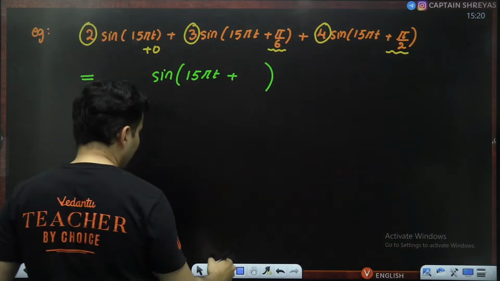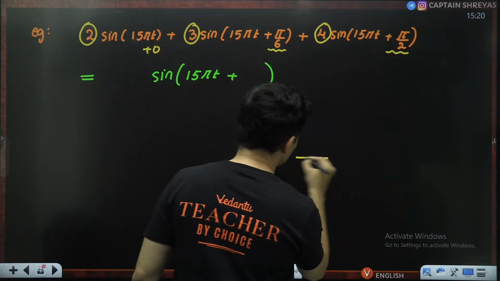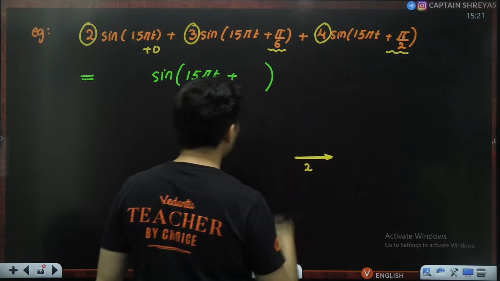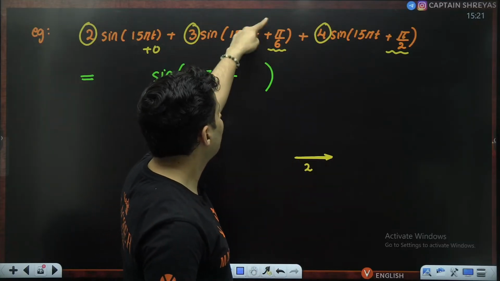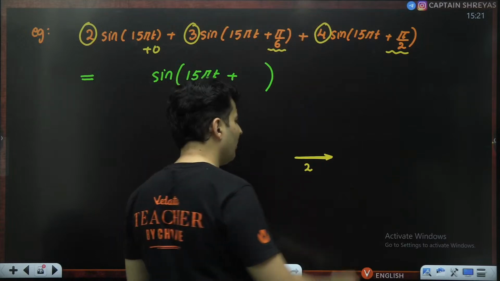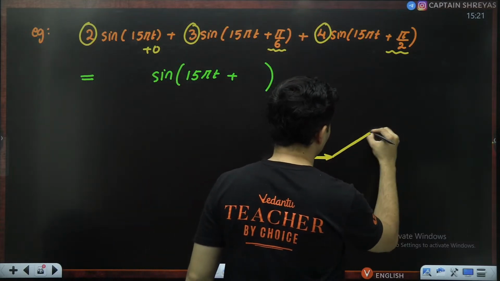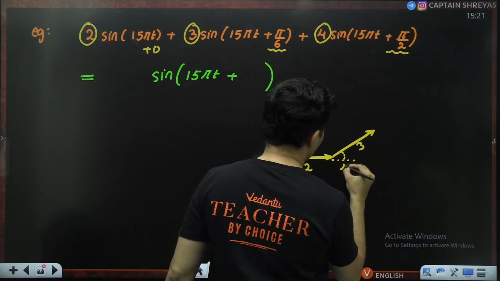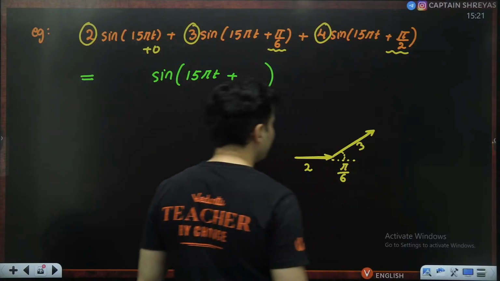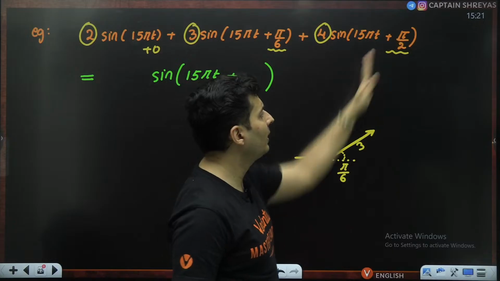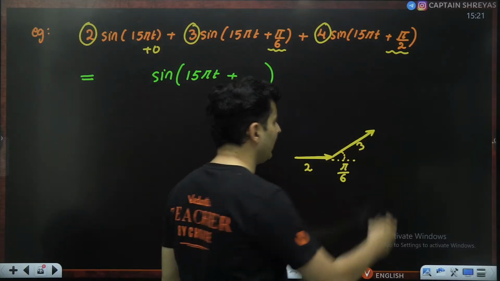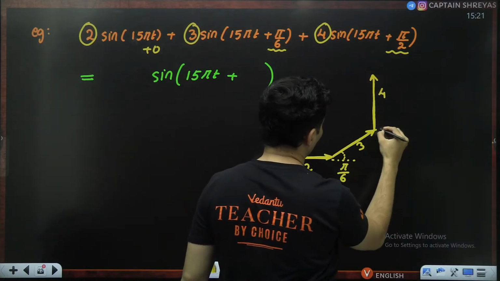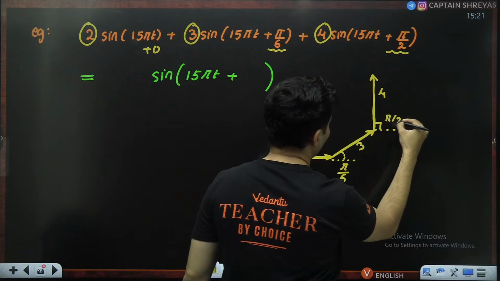So draw a vector of length 2 at 0 degrees, meaning pointing to the right along the x-axis. His length is 2. Then show a vector of length 3 making an angle of pi by 6 radian, meaning how much? 30 degrees. So this is a vector of length 3, and this angle is just going to be pi by 6, or basically 30 degrees. Then show another vector of length 4 making an angle of 90 degrees with respect to the original direction. So 90 degrees is basically something like this. This is having a length of 4, and this is basically pi by 2 radian.